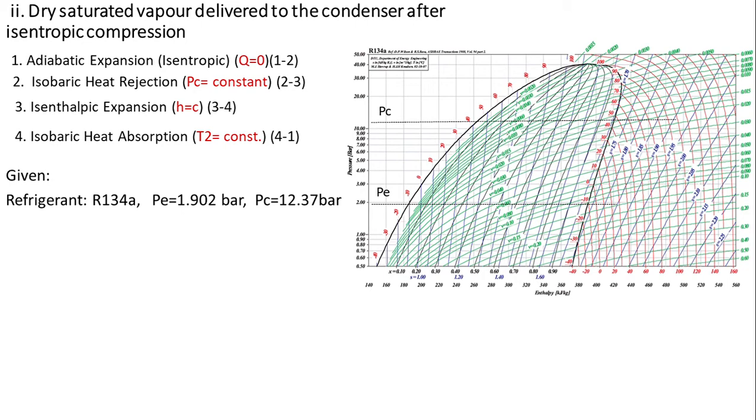Dry saturated vapors means which point is given? Which point is indicating this situation? The entry of the condenser. At what point does the entry of the condenser take place, 1, 2, 3, or 4? Can you tell me? Yes, type it in the chat box. At what point is the condenser entry? Yes, it is point 2.